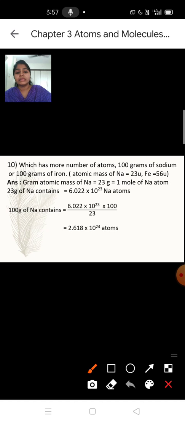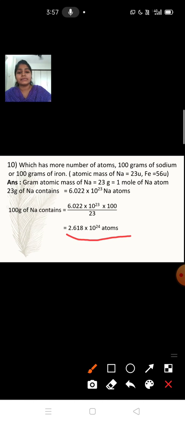So 100 grams contain, what we will do? We will cross multiply. So 6.022 into 10 raised to 23 multiplied by 100 and divided by 23. So when we do the calculation, we get the answer as 2.618 into 10 raised to 24 atoms. Okay. So these many atoms are present in 100 gram of sodium.